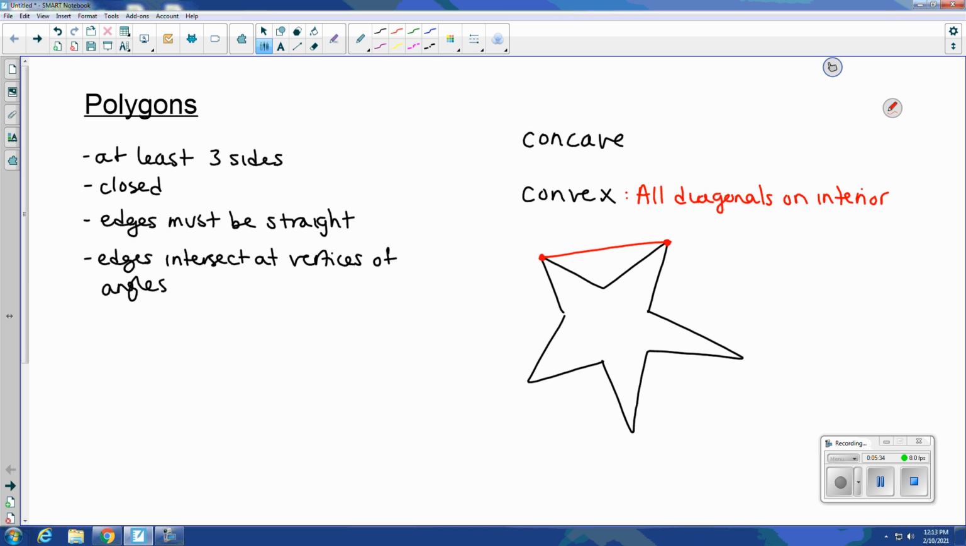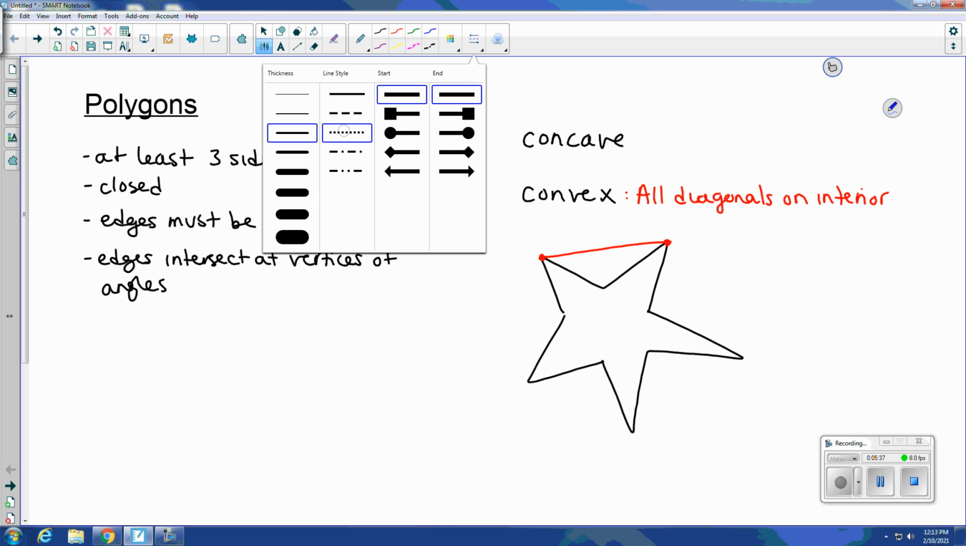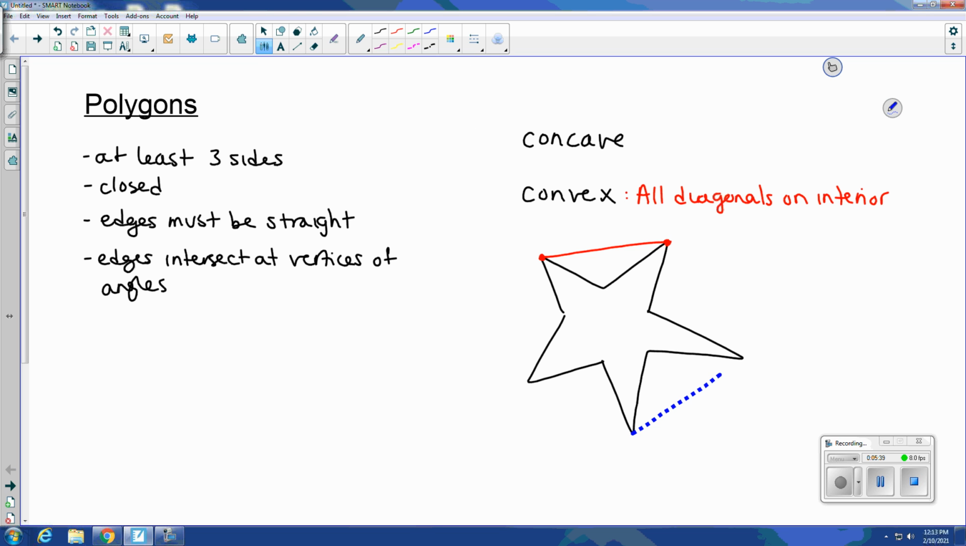Another way to think about it is if, imagine we had this as the original side, and it looks like that side got caved in. So you knocked it in to get this bend in that side. So concave, think about caving in a side. But the more formal definition is going to be at least one diagonal on the exterior.